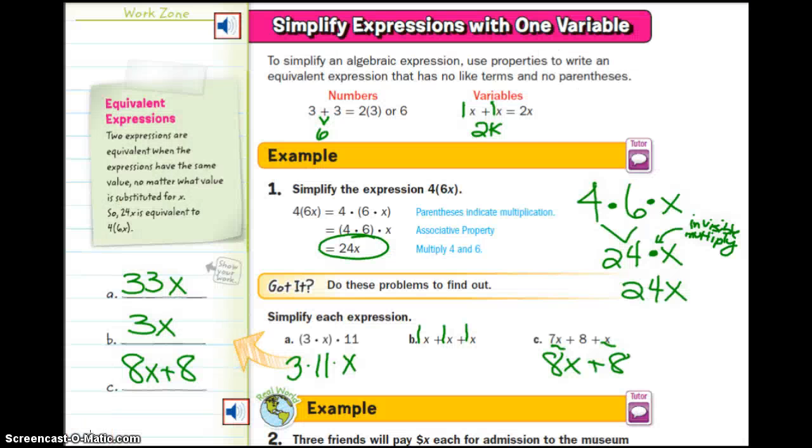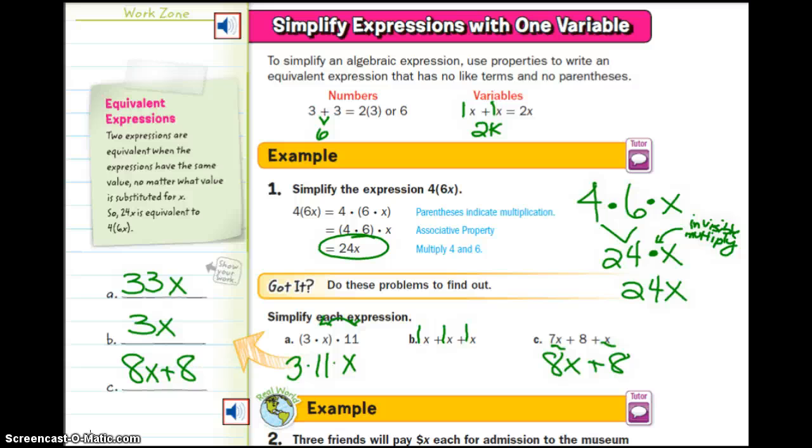Did you get what I got? I got 33x, 3x, and 8x plus 8. Let's look at A. Using the commutative property of multiplication, I can switch the x and the 11. And so then I have 3 times 11, which is 33. And I don't know what x is, so then all I can do is leave it as 33x.